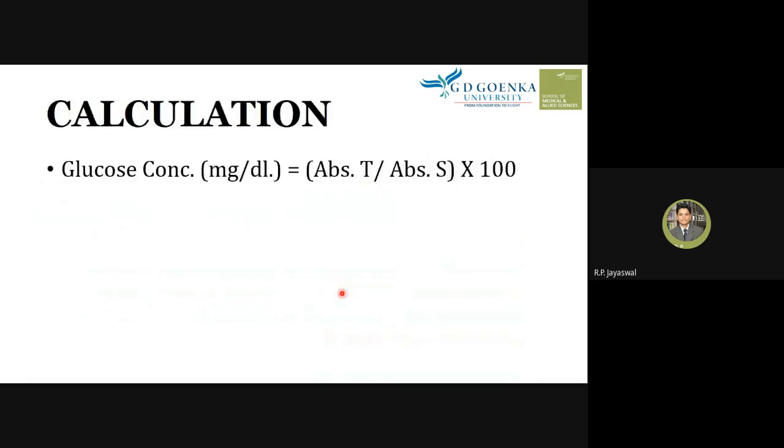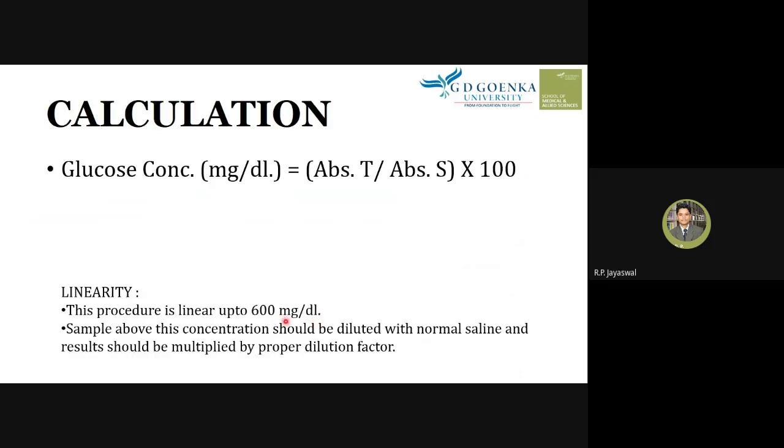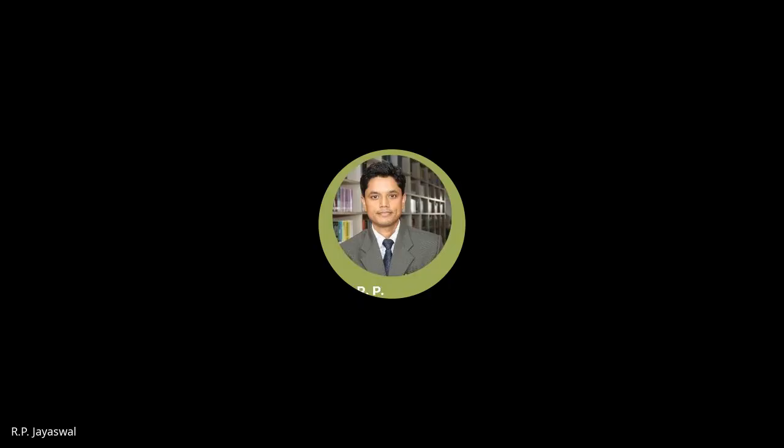Now we can do the calculation. Calculation is absorbance of test divided by absorbance of standard multiplied by 100, where 100 is the standard concentration. Now, linearity: this procedure is linear up to 600 mg per dl. When the sample contains glucose up to 600 mg per dl, it can give the results. But when the value exceeds 600 mg per dl, then we need to dilute. The sample above this concentration should be diluted with normal saline, and the result should be multiplied by the proper dilution factor. So we calculate the dilution factor, and accordingly multiply.